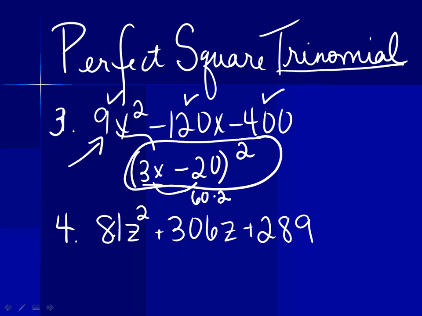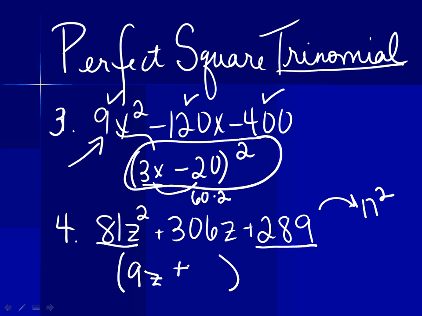Number 4. I don't know of anything that goes into all of these numbers. Nope. Okay, so I know this is a perfect square trinomial because the 81 is squared and the 289 is actually 17 squared. So for the first term, I'm going to have 9z plus, my second term is going to be 17, and square it. Okay, to check myself, 9 times 17 is 153. If I double that, that gives me 306, so I am correct.